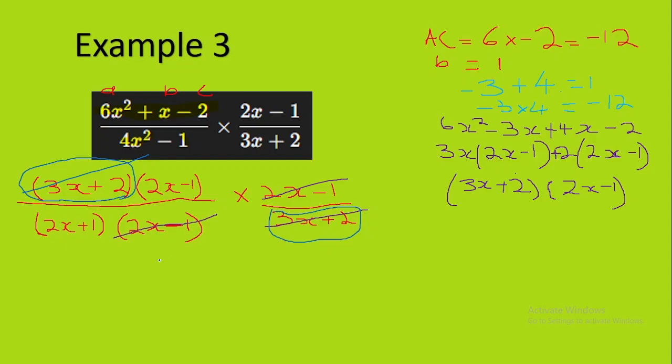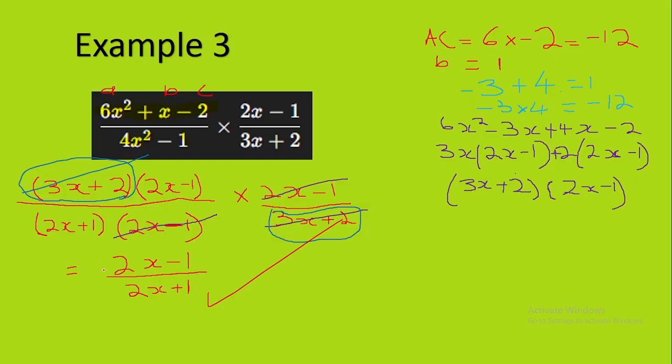So when you cancel these factors, let me write the answer. We're left with just 2x minus 1 over 2x plus 1. So that is our final answer.